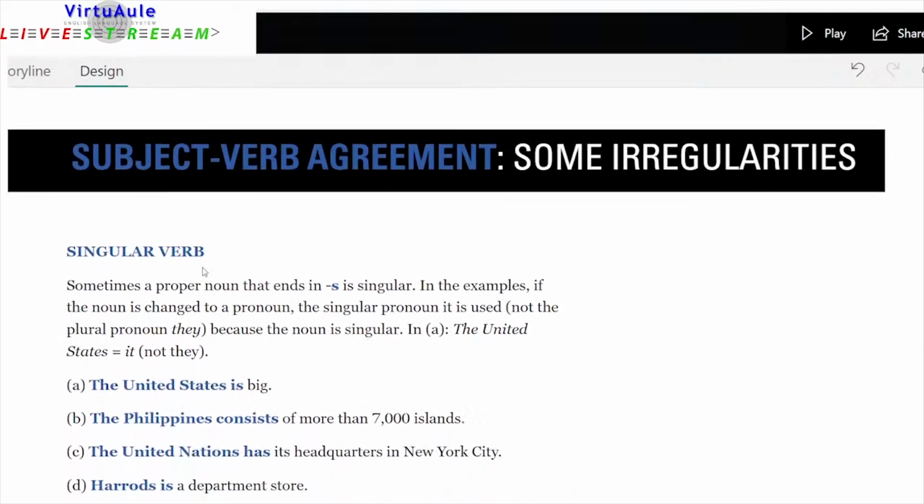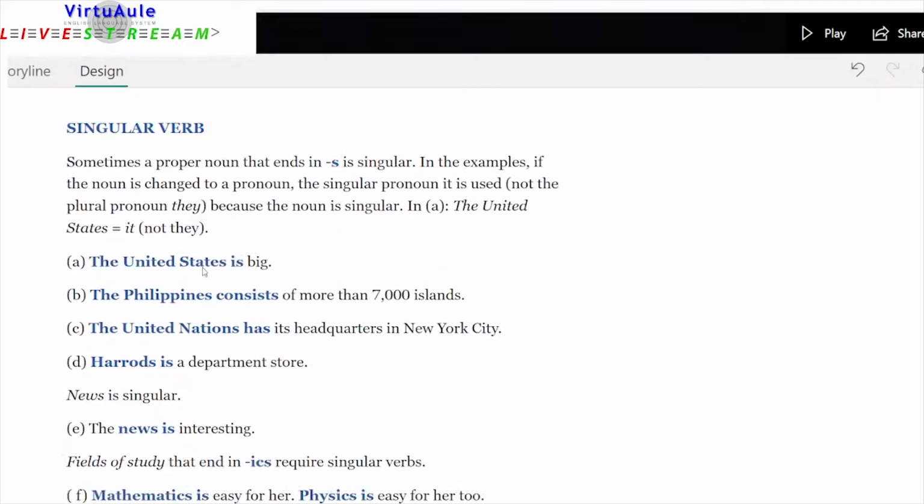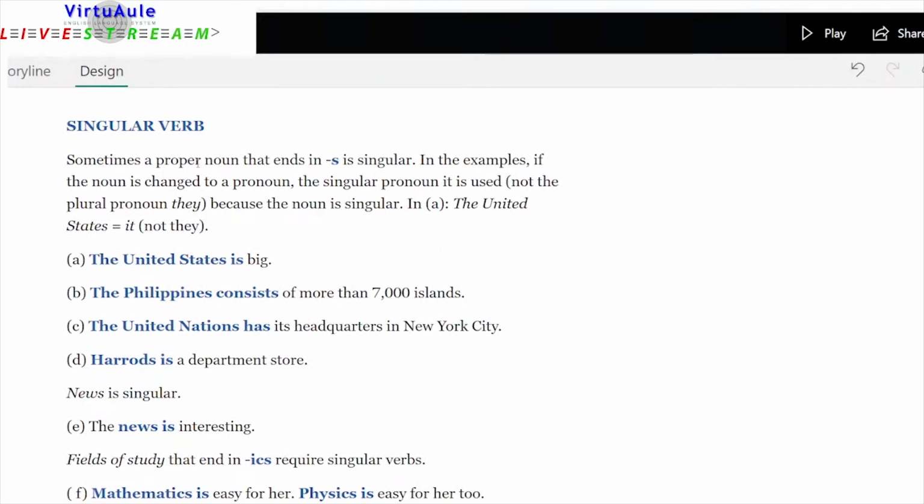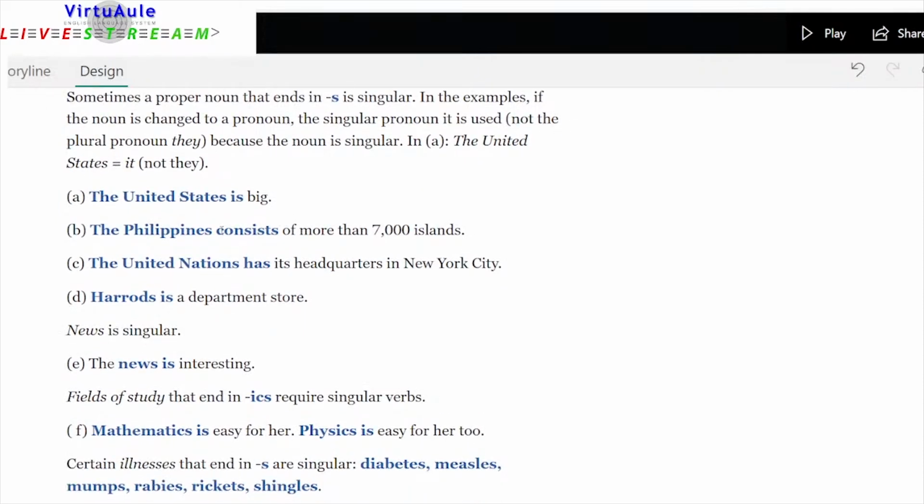Okay. Subject-verb agreement, some irregularities. We already saw some. Singular verb, sometimes a proper noun that ends in S is singular. In the examples, if the noun is changed to a pronoun, the singular pronoun is used, not the plural pronoun they, because the noun is singular. In A, the United States is it, not they. The United States is big. It is big.